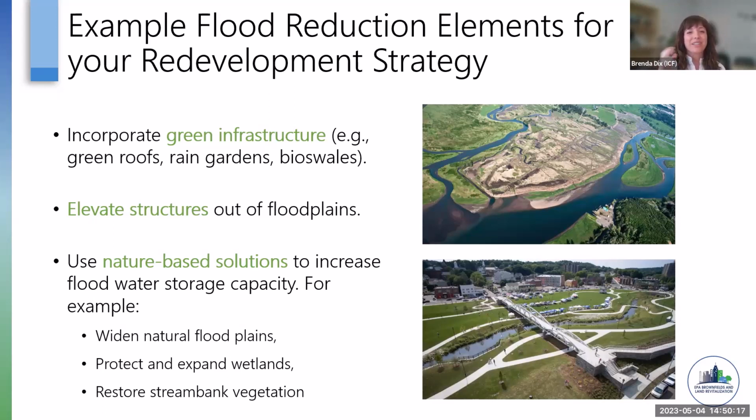You can also look to nature-based solutions to increase floodwater storage capacity. So when you're along a river or a stream, could you widen that natural floodplain to provide room for flooding before it starts to hit buildings, infrastructure, things of that nature? Could you protect and expand the wetlands that are already there or restore stream bank vegetation? These are the things that have historically protected us and helped us, but maybe haven't been looked at in quite a while. Next slide.